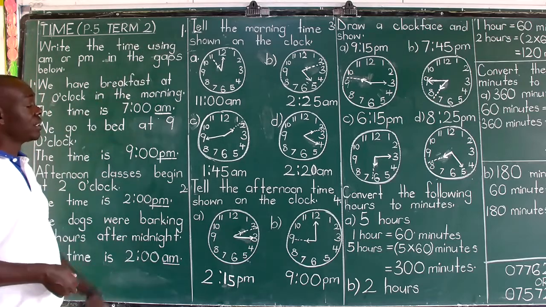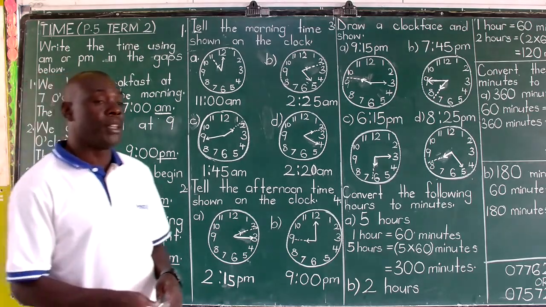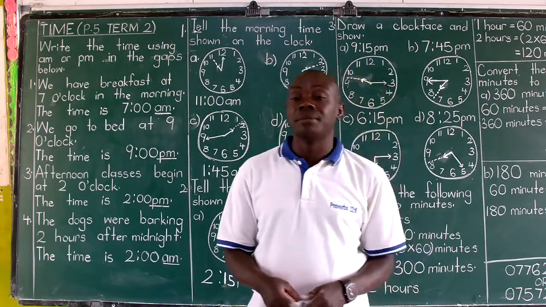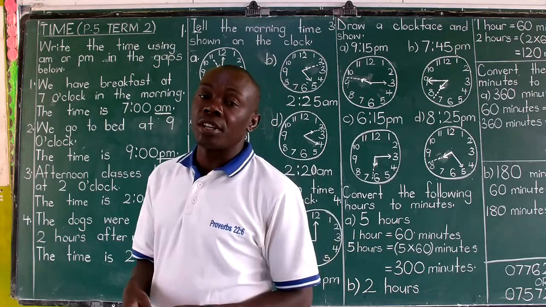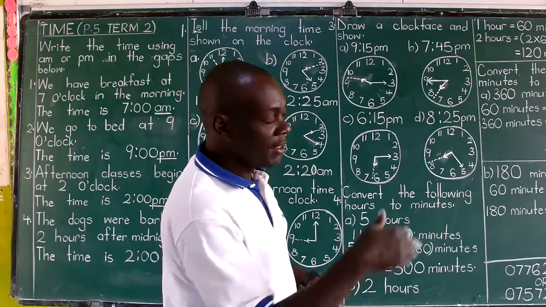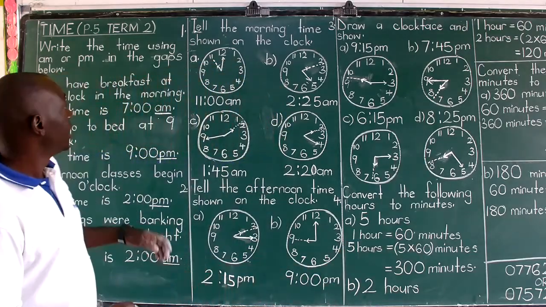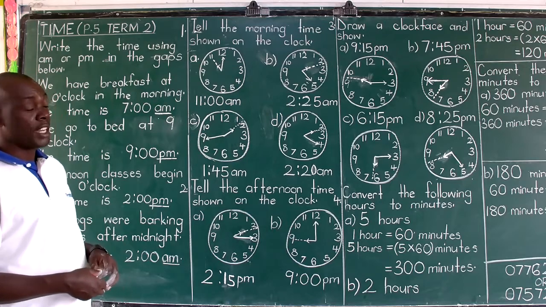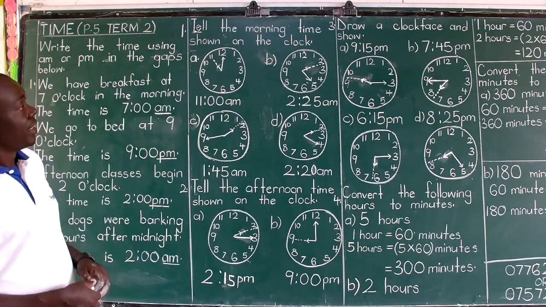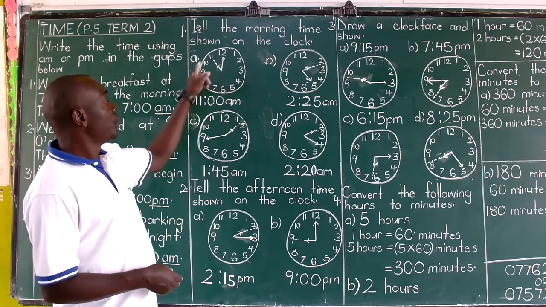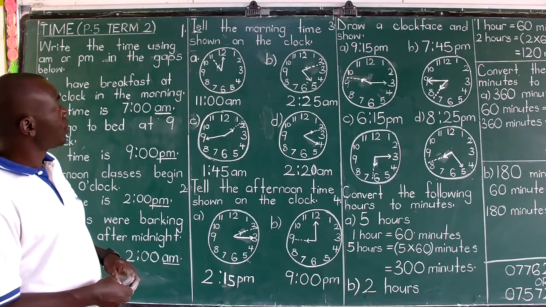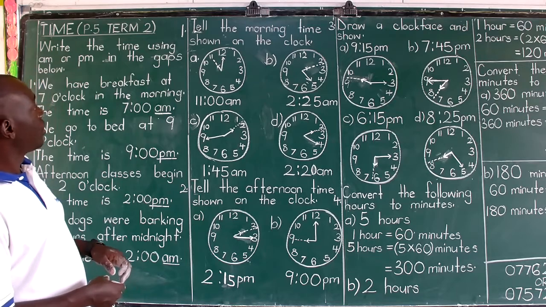The first activity will require you to put AM or PM. Be careful on choice of AM or PM. When you see morning hours, put AM. If it is after noon and in the evening as well, put PM. Then you will be successful in that first activity. As we look at the next one, where we have too many clock faces, you answer accordingly.